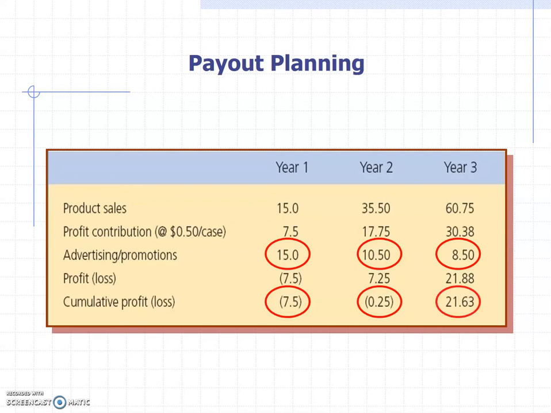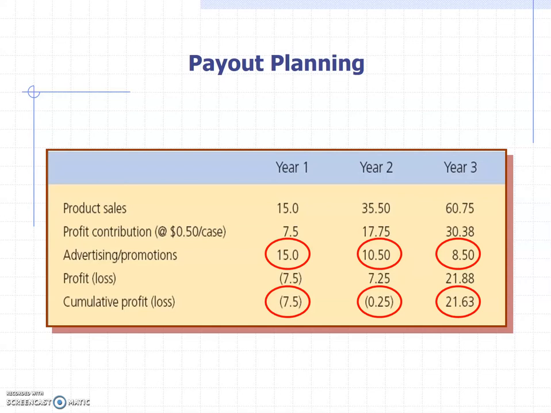Then in the third year, your sales are much greater and you've spent less on advertising, so you're able to make a great amount of profit. And then the 21.88 million for that yearly profit, and then the cumulative profit of 21.63. So again, the basic thing to understand here is that in the launch of a business or a new product, you typically need to spend a lot and be ready to have a loss, like maybe not make profit the first or second year, as it's shown here.